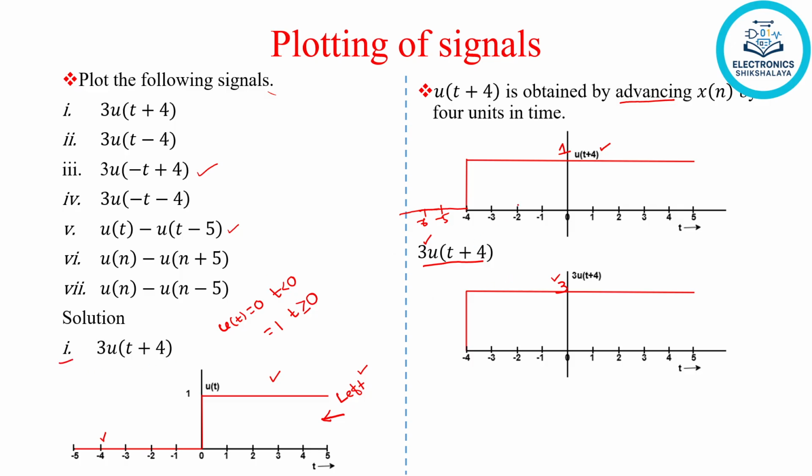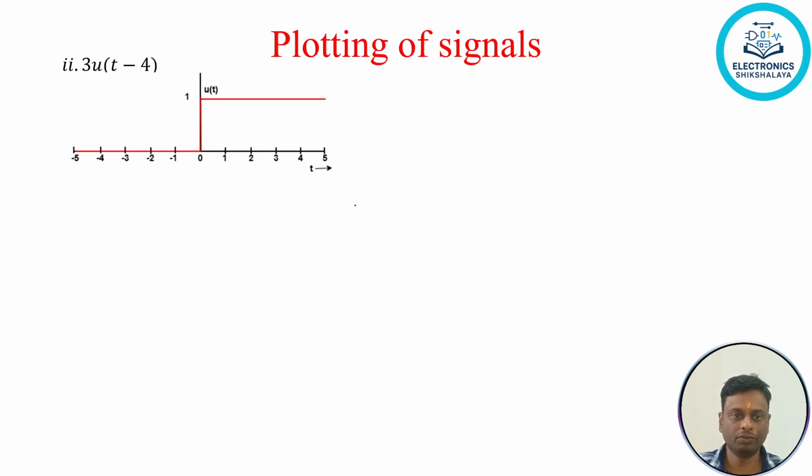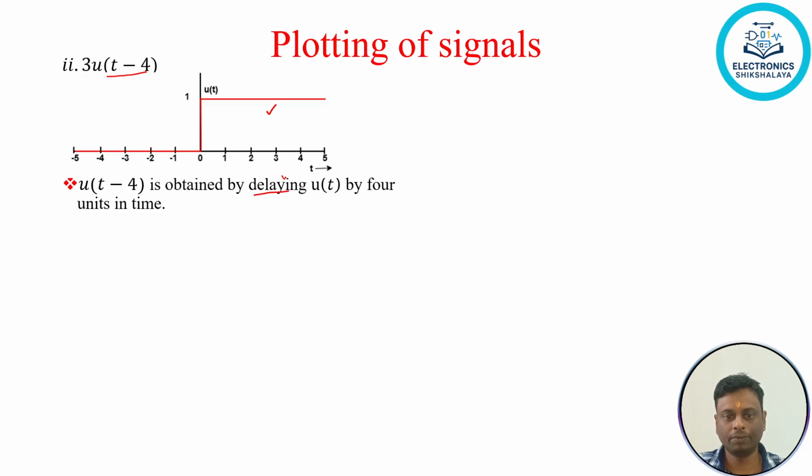Let us see our second question, 3 u of t minus 4. First we will plot u of t, then we plot u of t minus 4. How to plot u of t minus 4? By delaying u of t by 4 units in time. Delaying means shifting towards the right side, so you have to shift by 4 units in time. That will be a right shift.